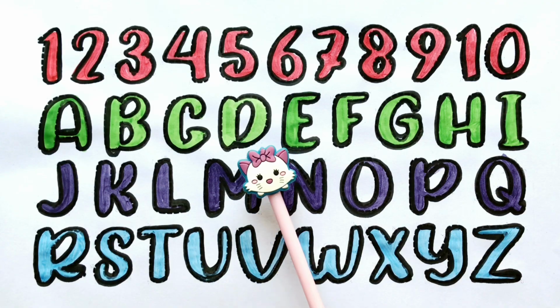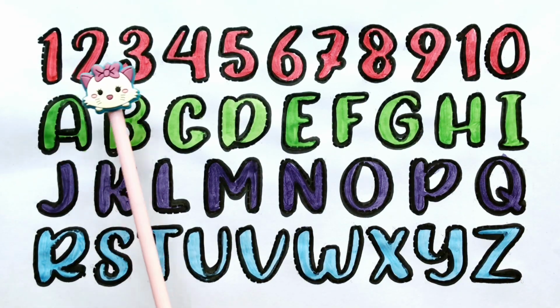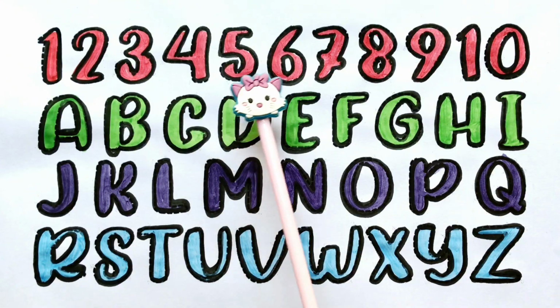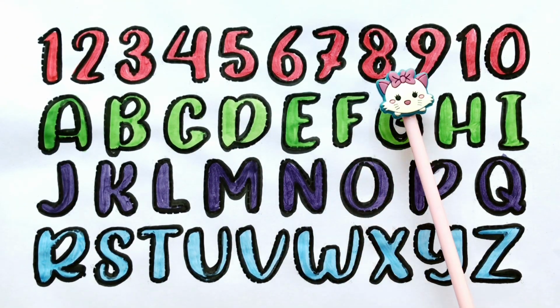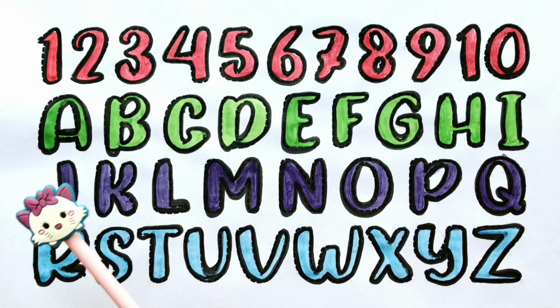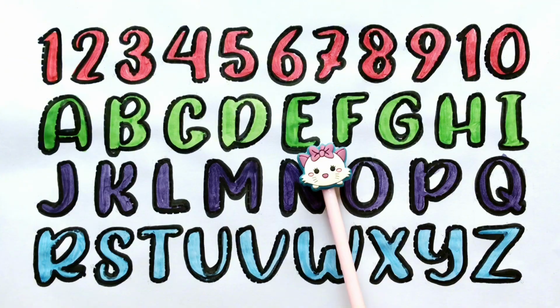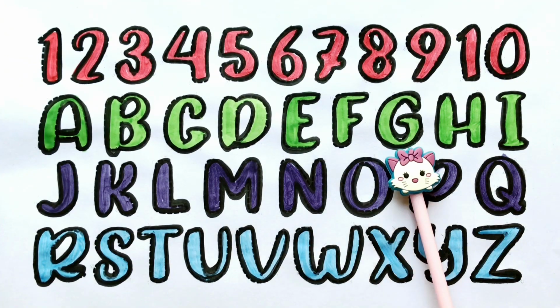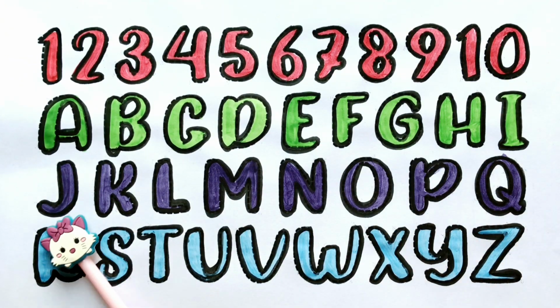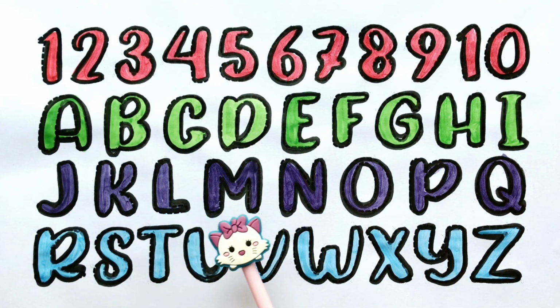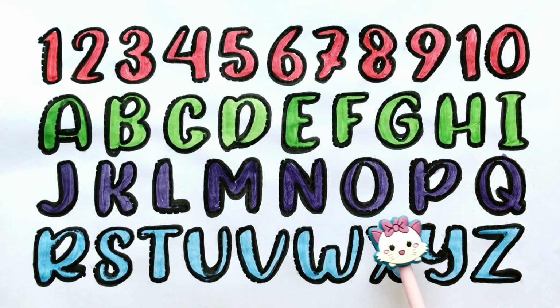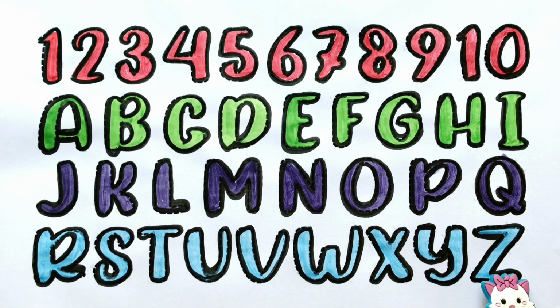Let's repeat loud. Number 1, 2, 3, 4, 5, 6, 7, 8, 9, 10. A, B, C, D, E, F, G, H, I, J, K, L, M, N, O, P, Q, R, S, T, U, V, W, X, Y, and Z.